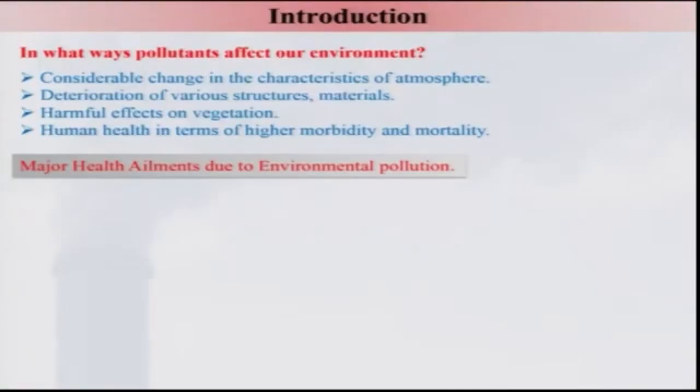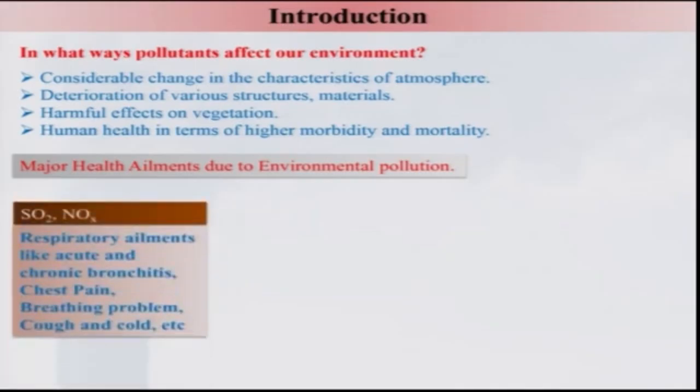And let us look at major health effects which are caused due to the environmental pollution. As we already learned, SOx and NOx are being emitted by the combustion systems. SO2 and NOx, NOx means NO, NO2, N2O, all those nitrogen oxide gases, really cause respiratory ailments like acute and chronic bronchitis. So, therefore, you might be seeing that these are all increasing in number, even a lot of youth are suffering because of this. Forget about the old people who always suffer. And beside this, these pollutants can cause chest pain, breathing problems, cough and cold, and several other ailments caused by these pollutants.